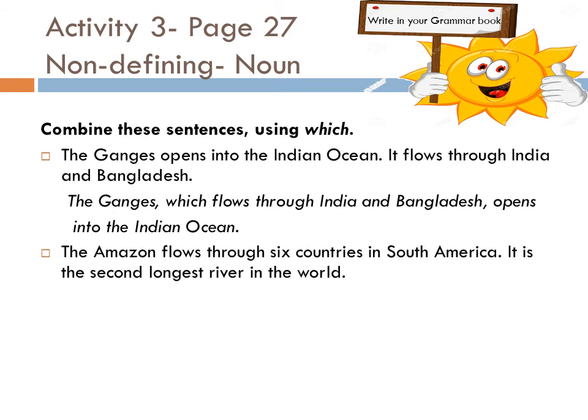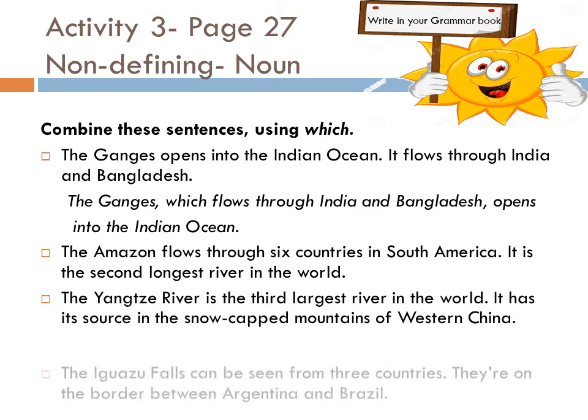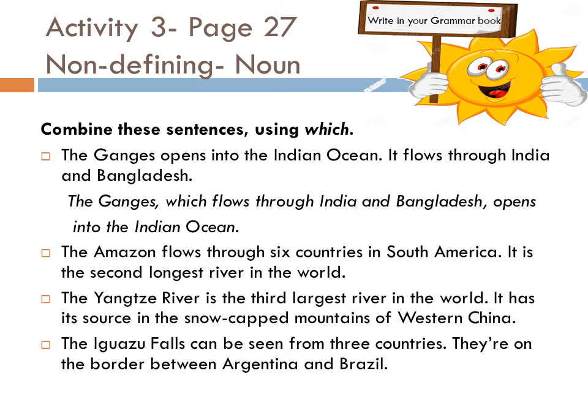Another question, the Amazon flows through 6 countries in South America. It is the second longest river in the world. So come on, let's do it along with me. The Amazon, comma, which is the second longest river in the world, comma, flows through 6 countries in South America. So now, I hope you are thorough with this. You have to do the other 2 in your grammar writing book.